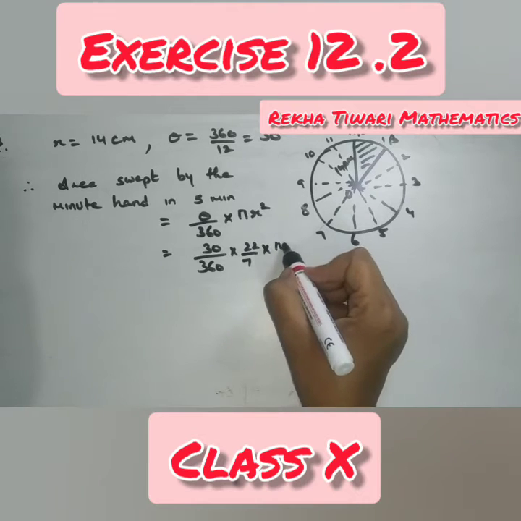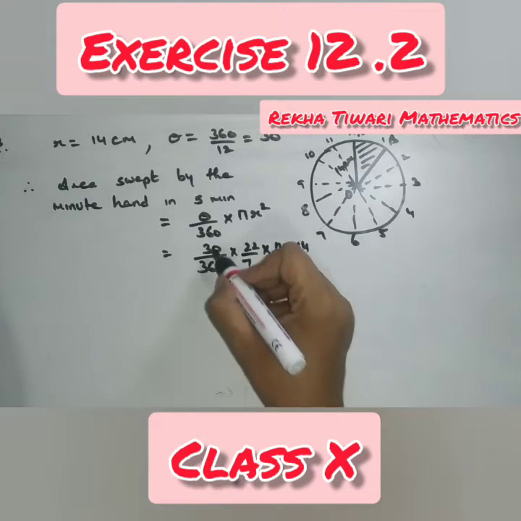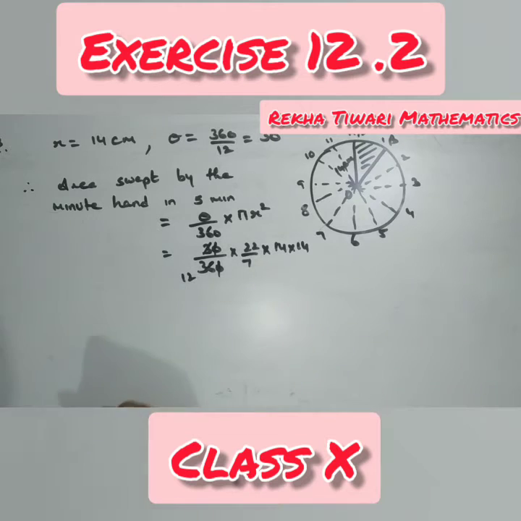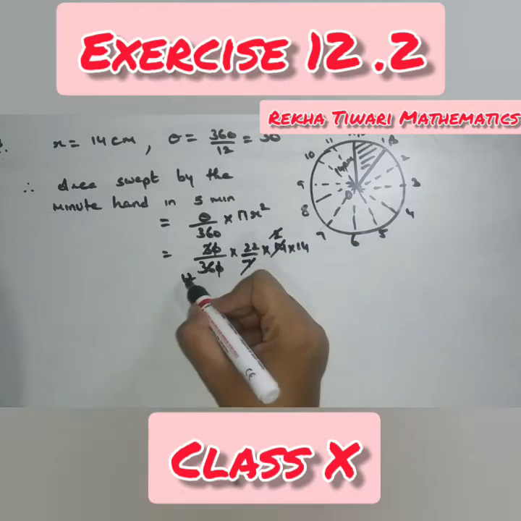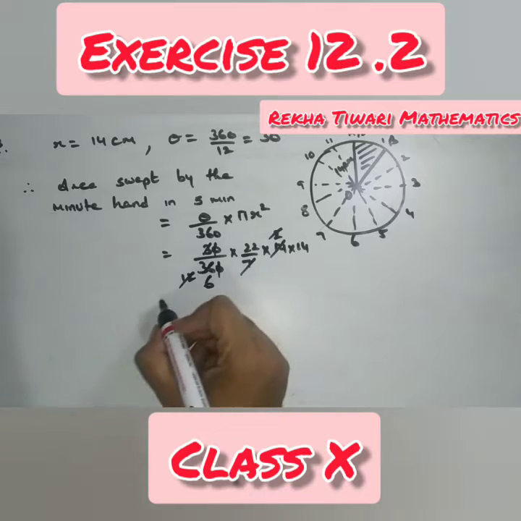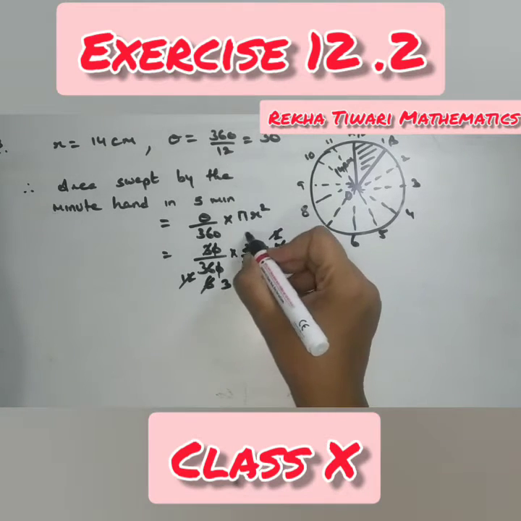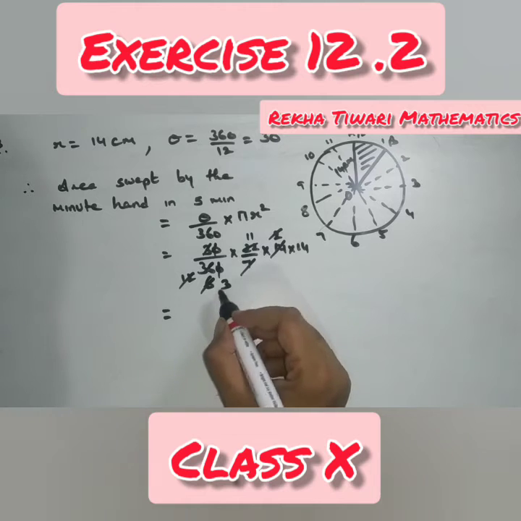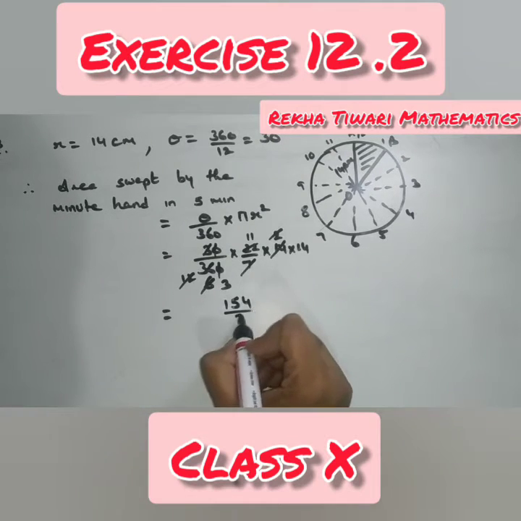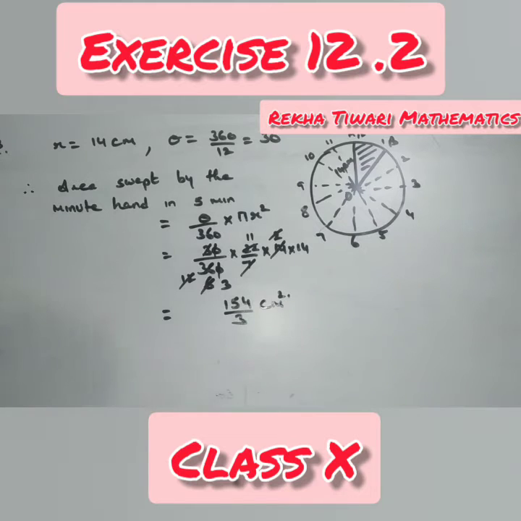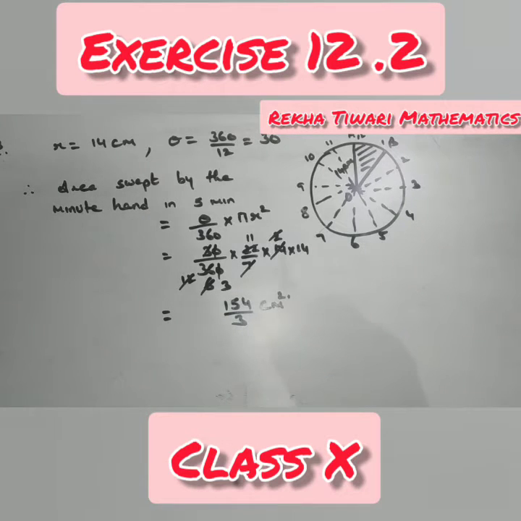What is the radius given to you? 14 into 14. Cancel this. 12, 7, 2, 2, 6. And if you solve this, you can further cancel 2 3s are 2 11s. So it comes out to be 154 by 3 centimeters square. I hope it is clear. So if theta is not given to you, find out the number of equal sectors framed in that particular figure. Divide 360 by that number, you will get theta.